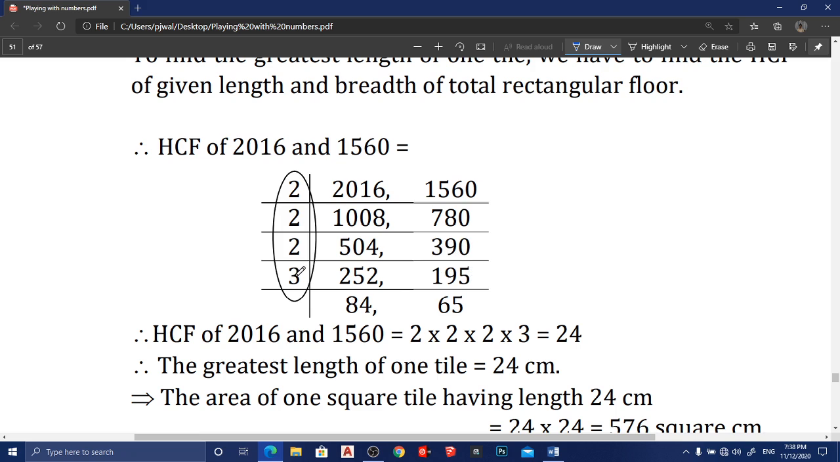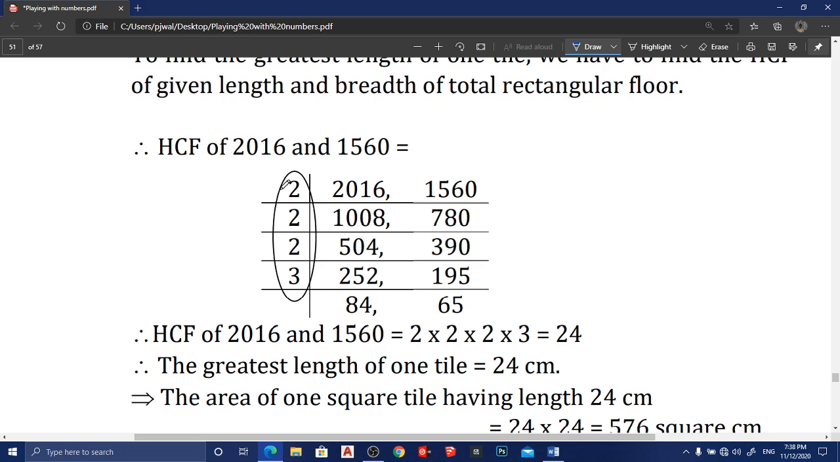Next with the 3 table, 3 8s are 24, 1 is the remainder 12, 3 4s are 12. Next 3 6s are 18, 1 is the remainder 15, 3 5s are 15. So there is no other common factor which can divide 84 and 65.